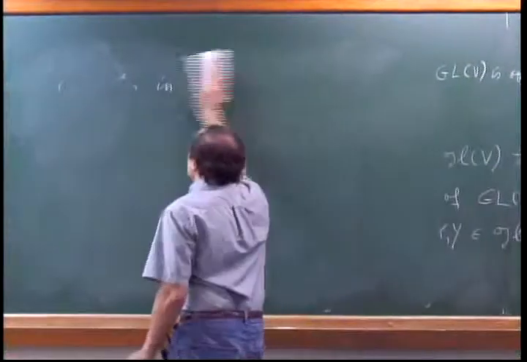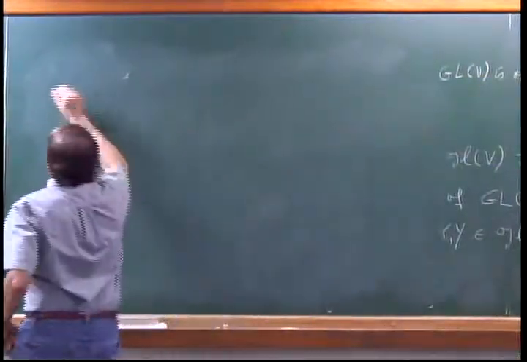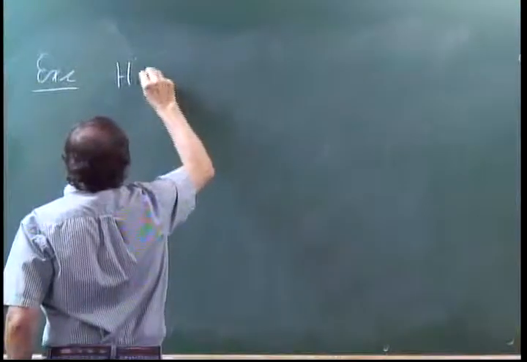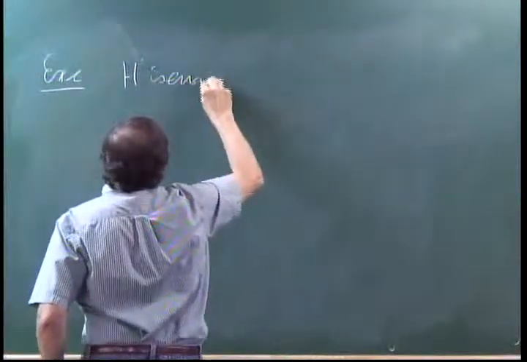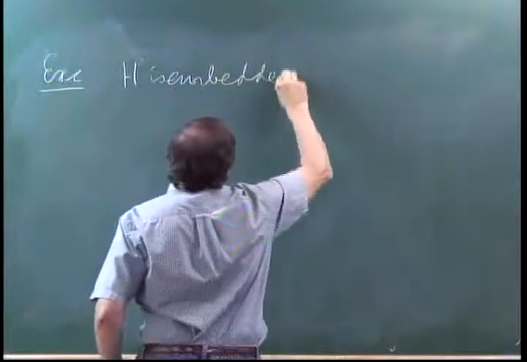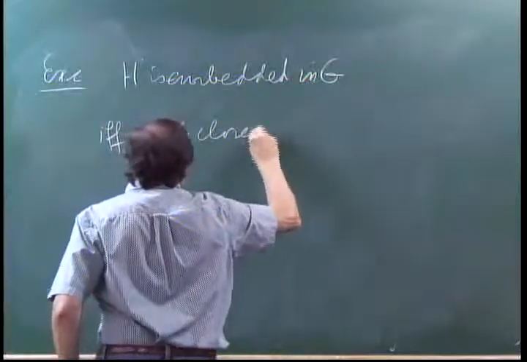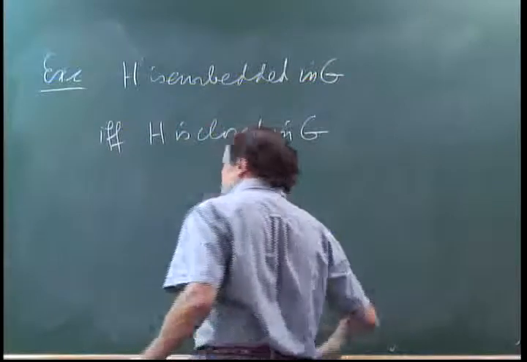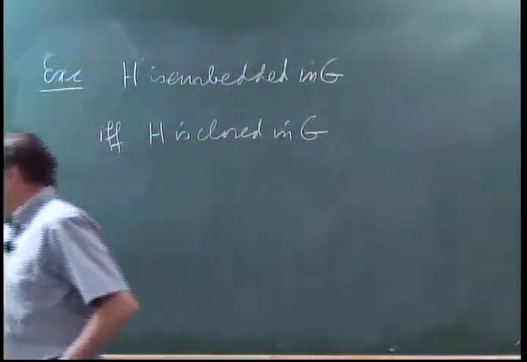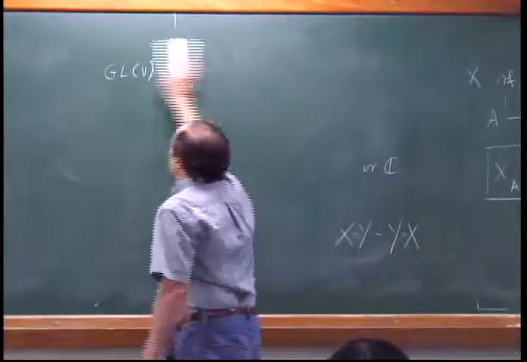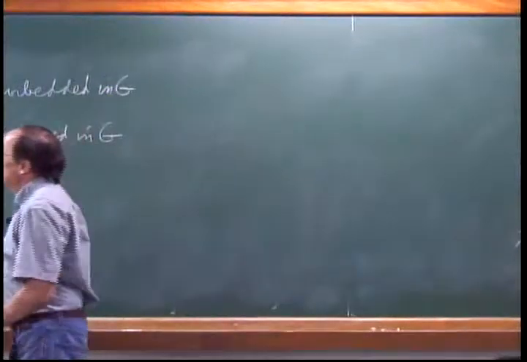An easy exercise is that H is embedded in G if and only if it's closed. So it's precisely this issue of whether the submanifold is closed or not. Okay, that's a Lie subgroup.